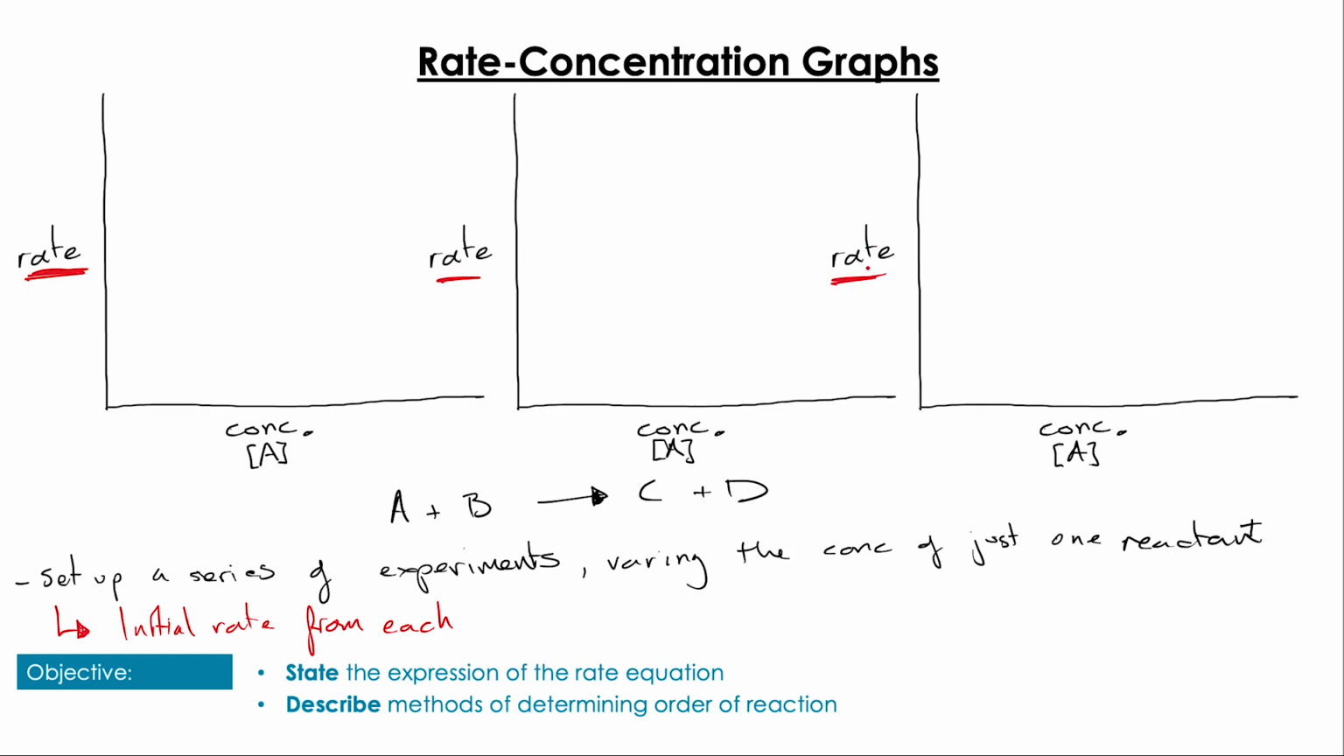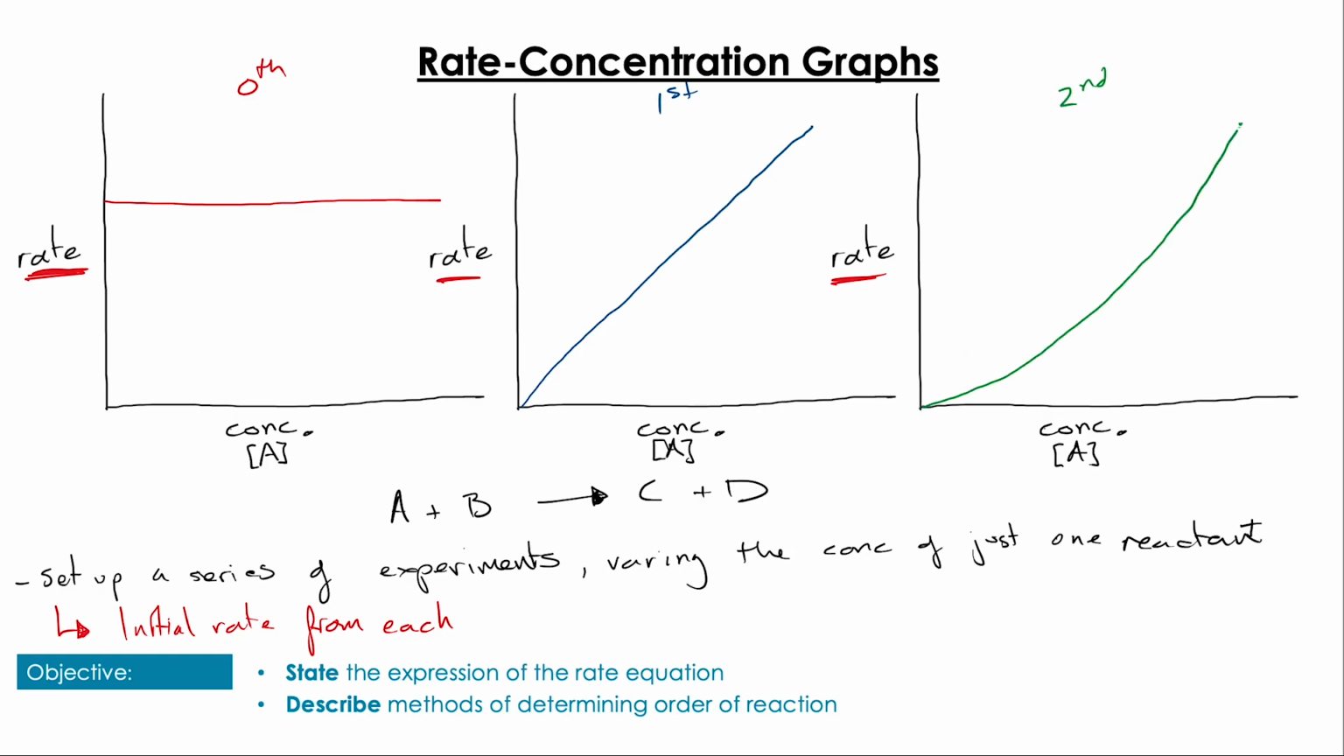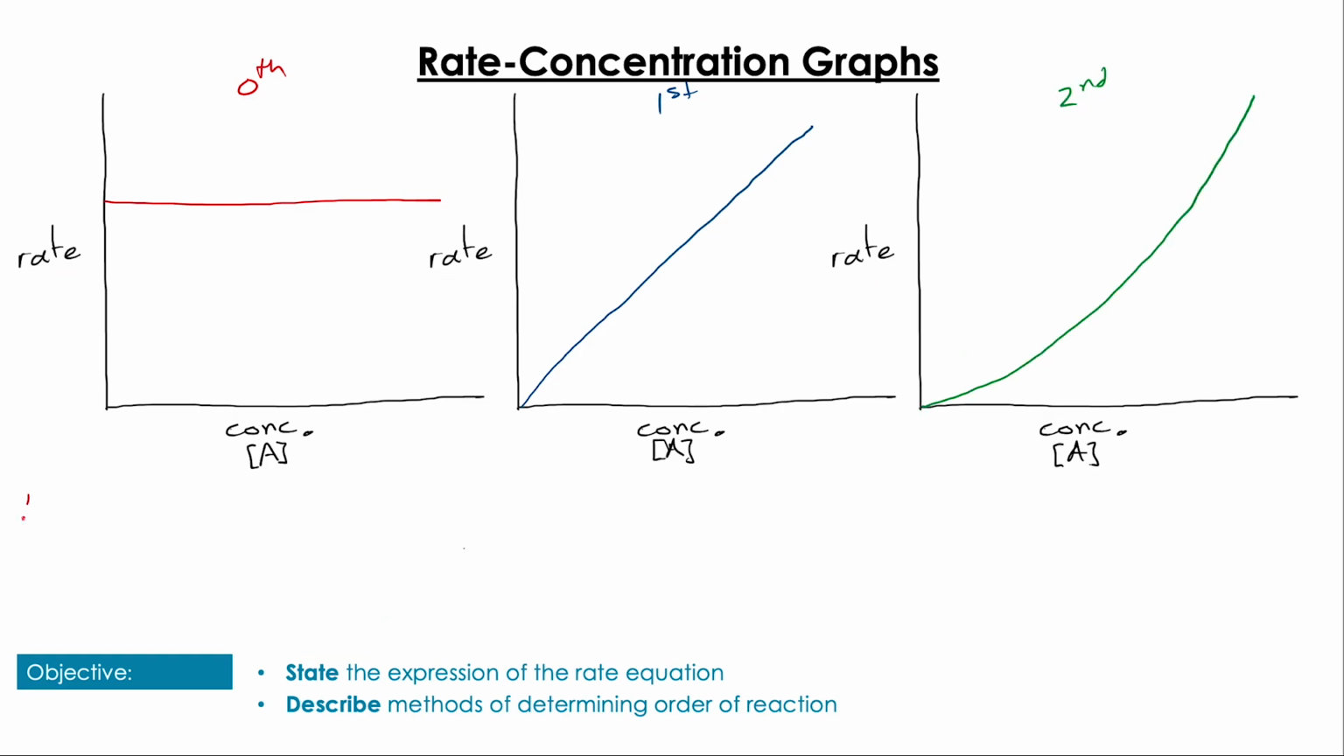So now if we think about a zero order reactant, we know that rate does not change with concentration. So we're going to have a flat line with a gradient of 0. In first order, we have a directly proportional upward gradient. And in second order, we're going to have an upwards trending curve. And this obviously relates to how these reactants change the rate.